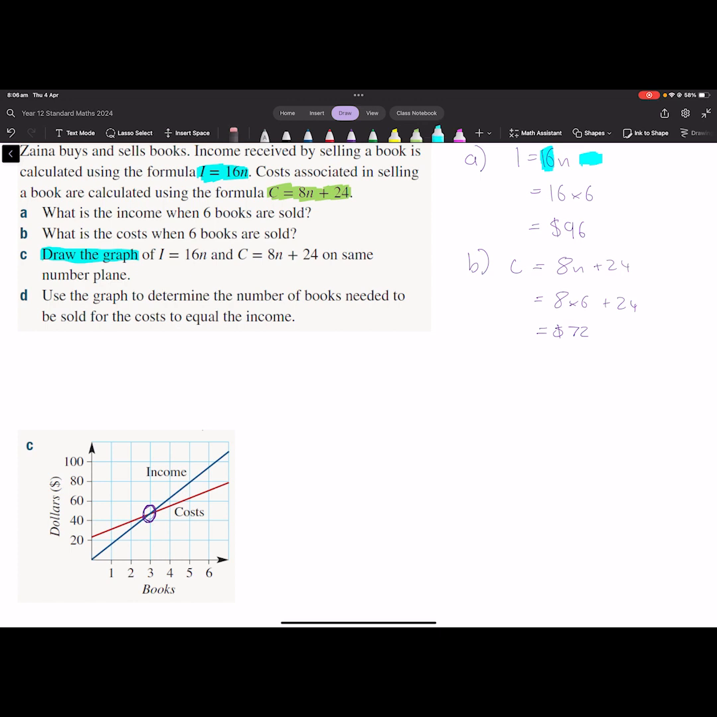And then same thing for the cost line. You'd go up 8 for every 1 book you went across. And you can see the y-intercept of this line is 24. If you wanted to draw those nice and quickly, you would find the point of intersection of income and number of books there. The question asks what number of books is needed for the costs to be equal to the income, so the answer there would be 3, just reading off that point of intersection.